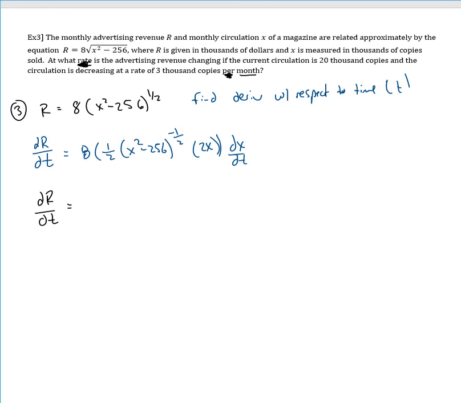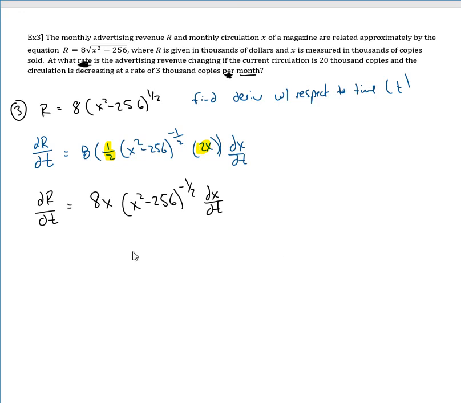I'm going to rearrange some things. Okay, so notice I'm going to highlight the 2. The 1/2 and the 2x would reduce to become just x. So I'm going to put that with the 8 in front, and write that as 8x. And then this portion, x squared minus 256 to the negative 1/2, looks fine, and then attach the dx dt. All right, so this is what I have so far.